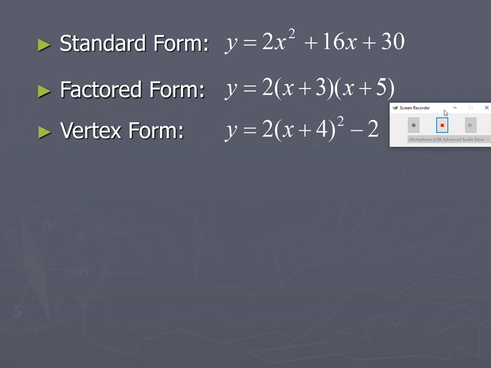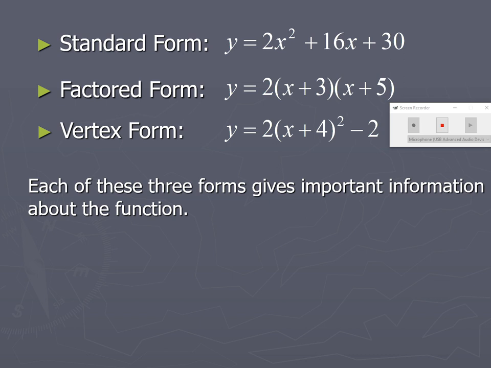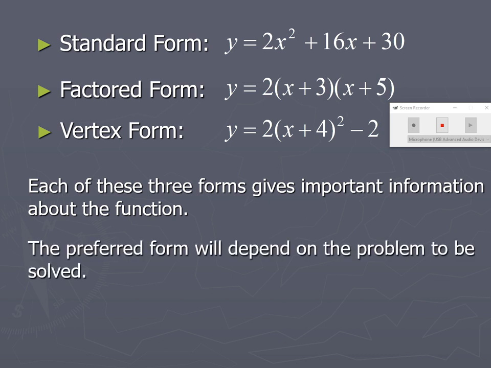Okay. Did you copy those down? Yeah. And it says some things after that. Here's the parts I want to tell you about. Each of these three forms gives important information about the function. The preferred form will depend on the problem. So you're like, well, which form should I use? It depends on the problem. Yeah? I'll give you one hint, though. Which one do you think is best if I want the vertex? Vertex form. Okay, so I've already given away one of the three. It's going to take a little work to figure out why I would want the other two.